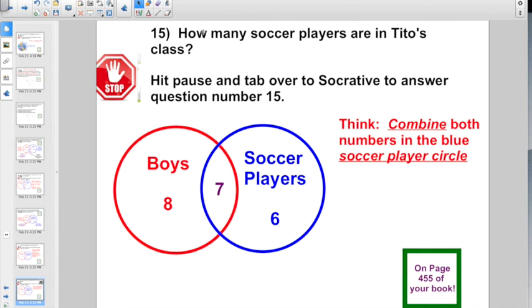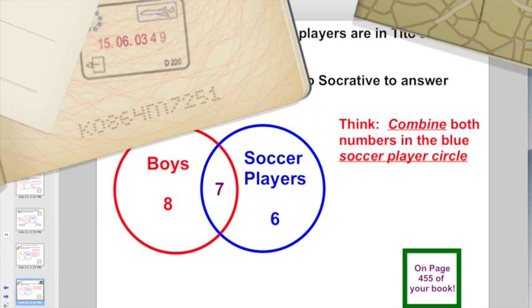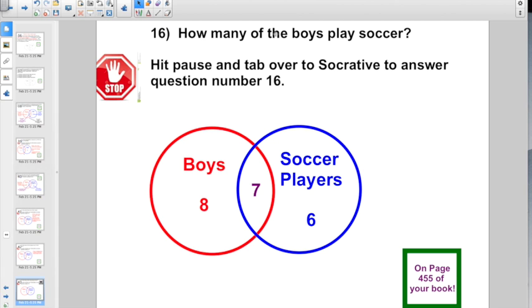Question number 15. How many soccer players are in Tito's class? You gotta go and think. Combine both numbers in the blue soccer player circle. Hit pause, tab over to Socrative to answer question 15. Question number 16. How many of the boys play soccer? I'm not even going to go and write out a hint for you. You should be able to look at this and figure this one out. Hit pause, tab over to Socrative to answer question 16.